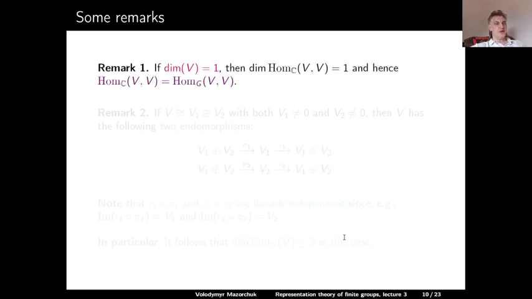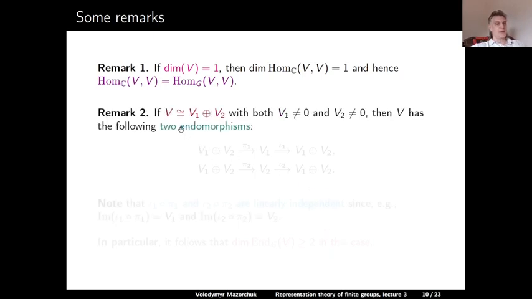If the dimension of V is 1, then the space of all vector space endomorphisms of V is already one-dimensional. And hence, in this case, any vector space endomorphism of V is a G endomorphism of V.